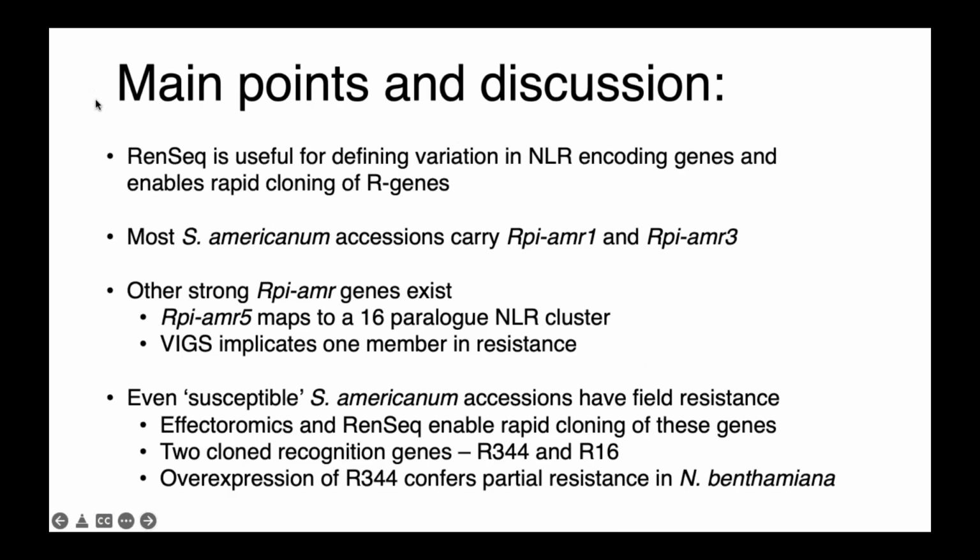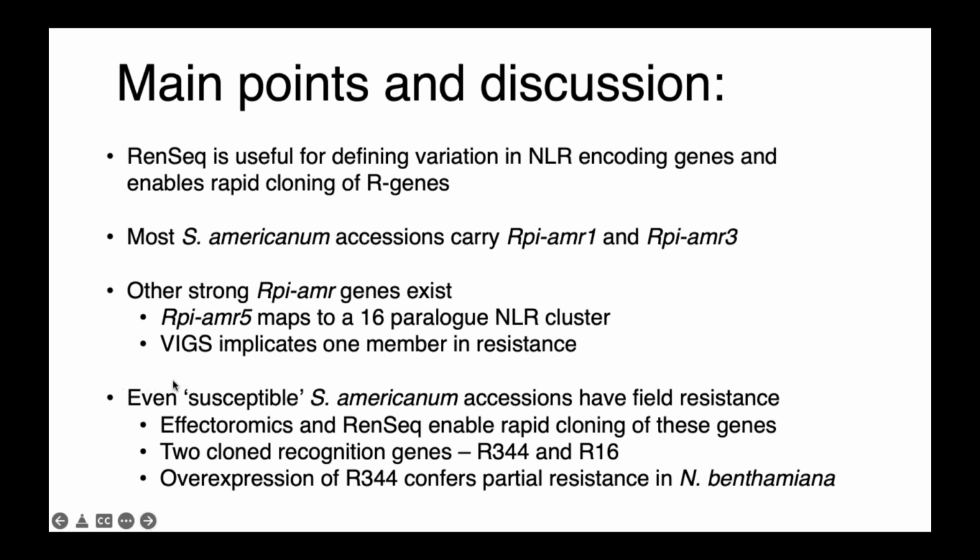So I'll just finish by summing up what I've said. So resistance gene enrichment sequencing is a useful method for defining variation in NLR encoding genes. And that enables us to rapidly clone our genes from our americanum accessions. And whilst most of these accessions we have carry functional Rpi-amr1 and Rpi-amr3, we know that there's other strong resistance genes present. And one of these is Rpi-amr5. This gene maps to a 16 paralog cluster, and we've found that 1 paralog appears to be implicated in resistance in our VIGS experiments.